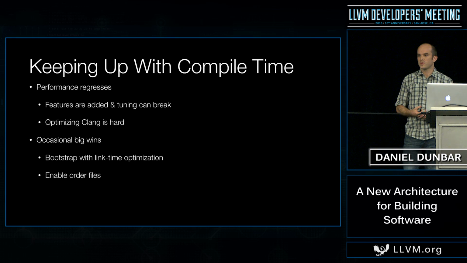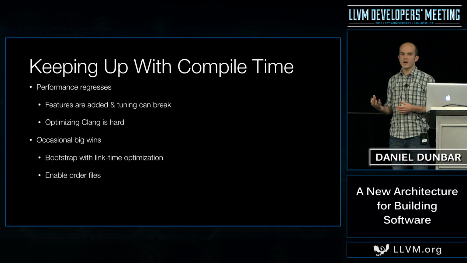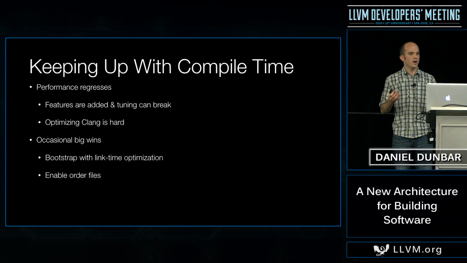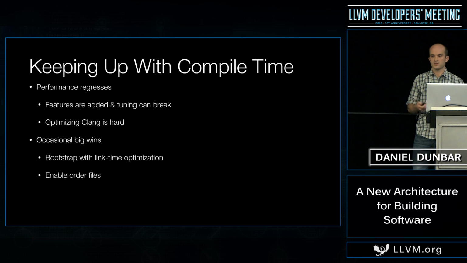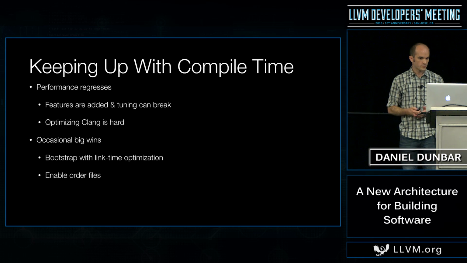And link time optimization speeds up Clang itself quite a bit. We also use something called order files. So on Mac OS, the linker has a feature where you can arbitrarily reorder the symbols in the binary, and we reorder them based on a little bit of PGO type data, and then that improves the startup time of the compiler, and it improves your instruction cache. And I believe it's about a 6% win in compile time.